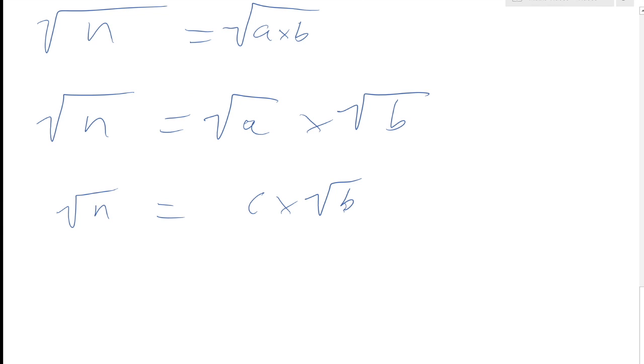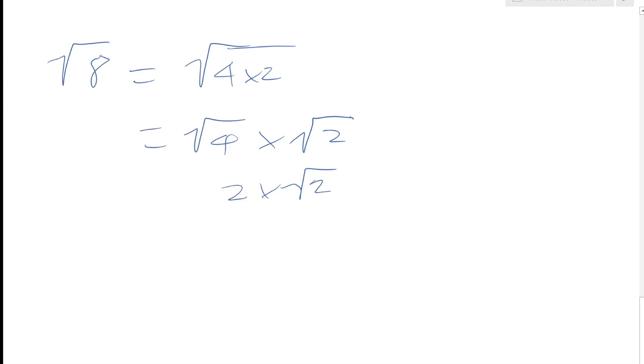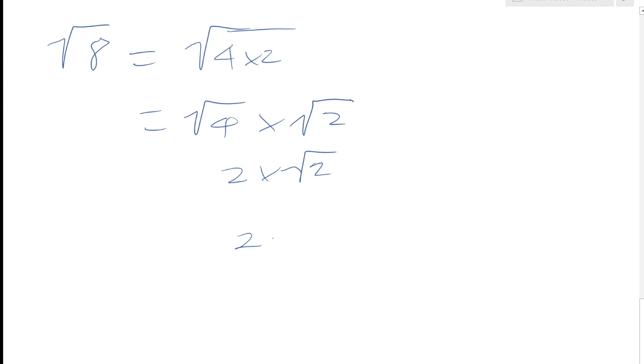So if we go back to root 8, we can write root 8 as root of 4 times 2, which then goes to square root of 4 times the square root of 2. And obviously the square root of 4, as we know, is just 2. So it equals 2 times root 2. Commonly, you will see this just written as a 2 with the root 2, with no multiplication sign in the middle. If you see that, it's just multiplication.